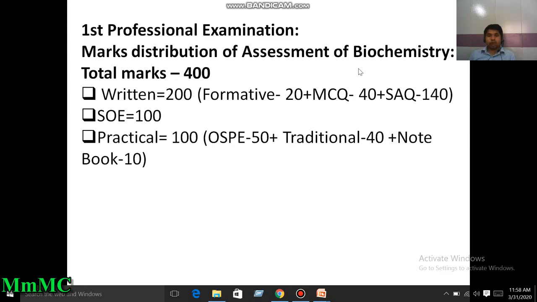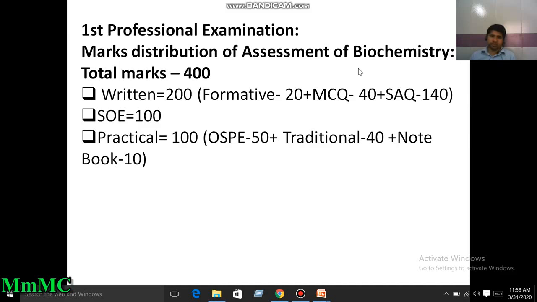Why does ammonia intoxication occur in liver failure? That means, why does liver failure cause ammonia intoxication? Mention the catabolic pathway of protein metabolism. What are the source and fates of ammonia in our body? This is also important for your OSPE exam.